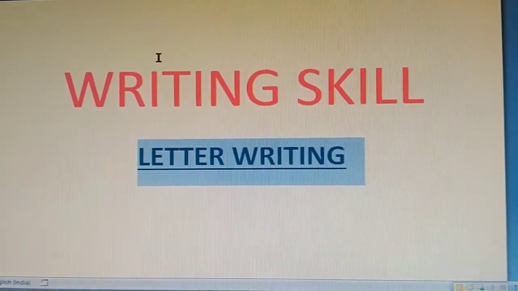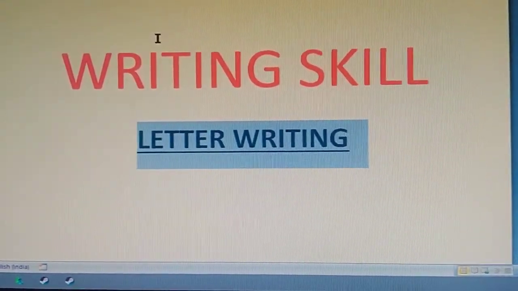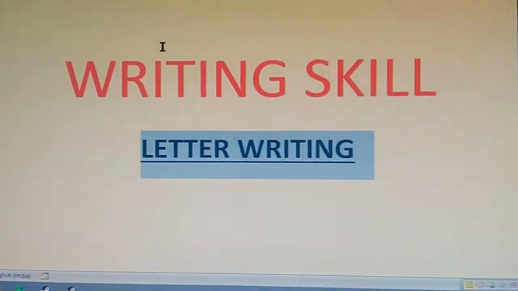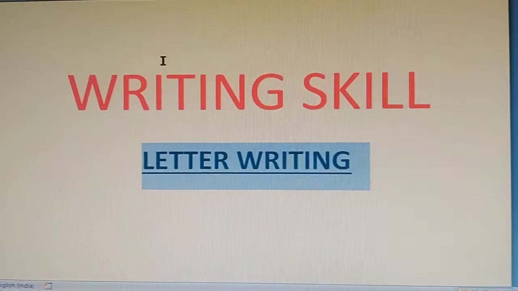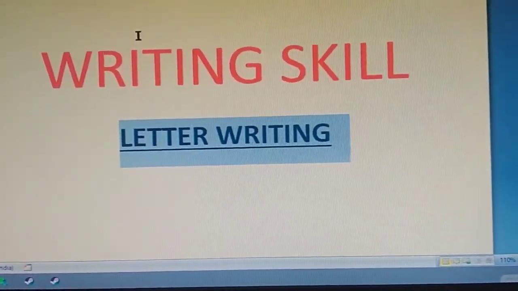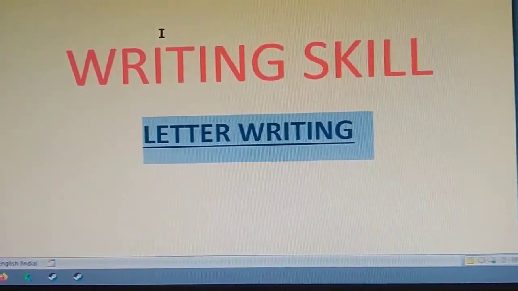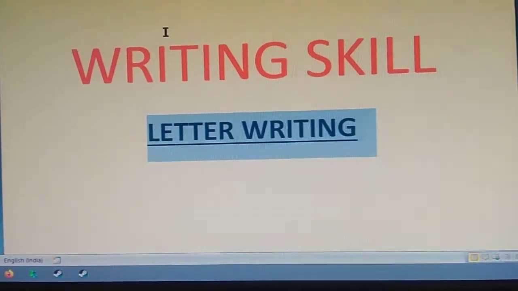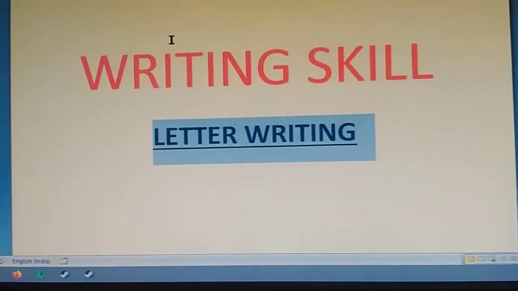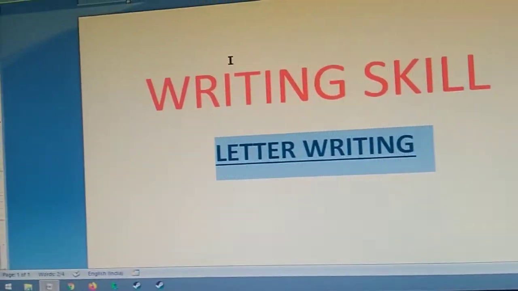First of all, we will learn letter writing. Letter writing is one of the oldest ways of communication, and it is cheap too. So, at first, we shall start letter writing.